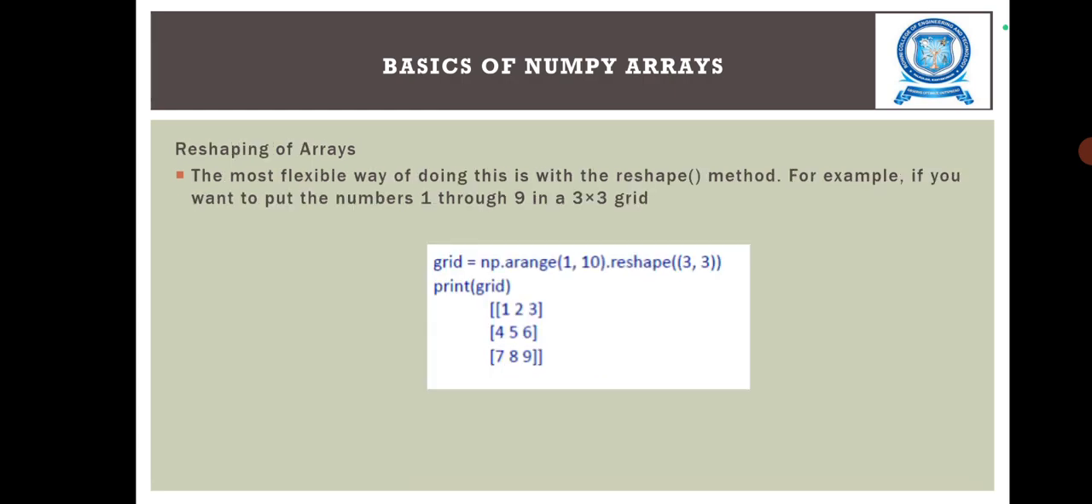The next one is reshaping of arrays. The most flexible way of doing this is the reshape method. For example, if you want to put the numbers 1 through 9 in a 3 by 3 matrix, you can do grid = np.arange(1, 10).reshape(3, 3). Here (3, 3) means it is represented as a 3 by 3 matrix. np.arange(1, 10) means your values will be 1 to 9.